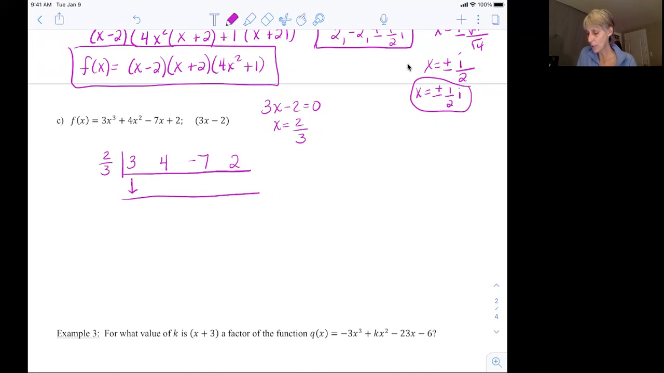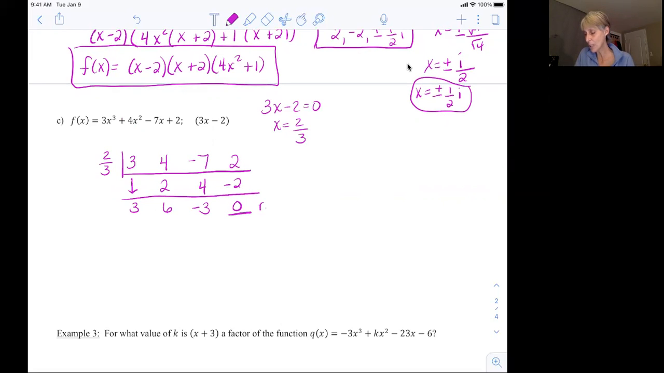Bring down my 3 to start. 2/3 times 3 is 2. 4 plus 2 is 6. 2/3 times 6 is 12 over 3. That's going to be 4. Negative 7 plus 4 is negative 3. 2/3 times negative 3, negative 6 over 3, which is negative 2.